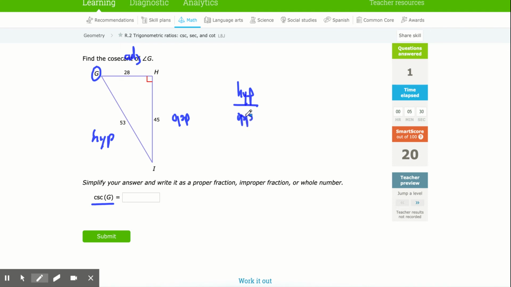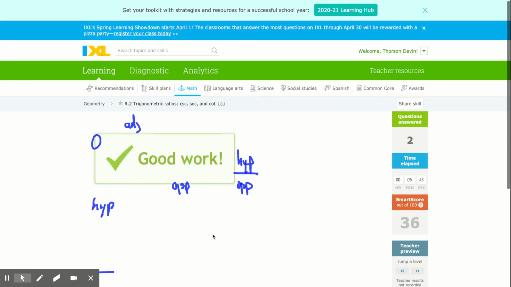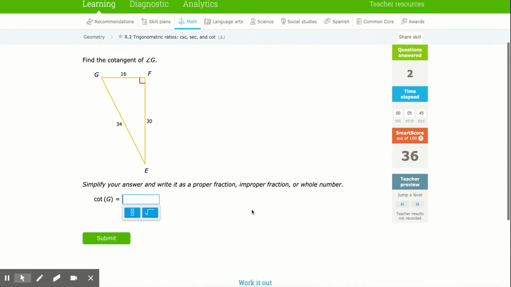Again, hopefully you've written that down and you're referring to that. So again, in my ratio, I just do the hypotenuse, which is 53, and I put it over the opposite side, which is 45. I do try to always remember to reduce if possible, right? Like this one I can see is going to reduce very quickly.